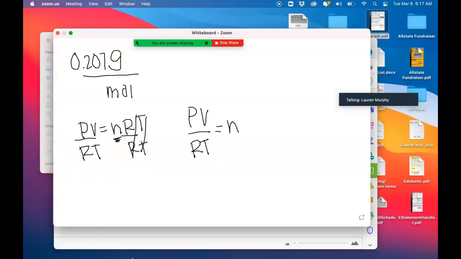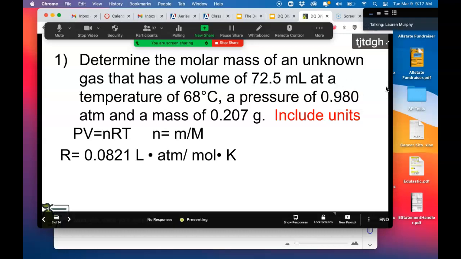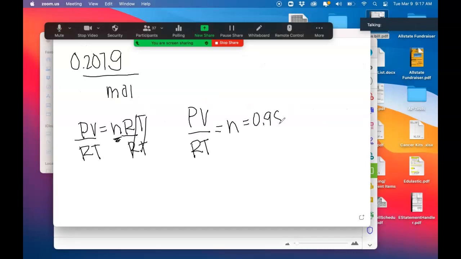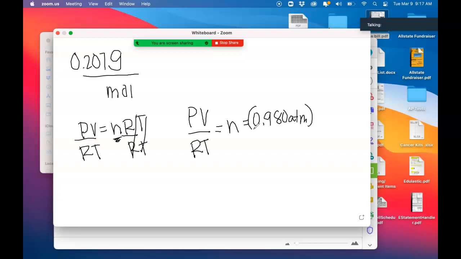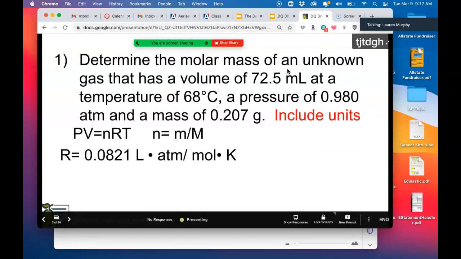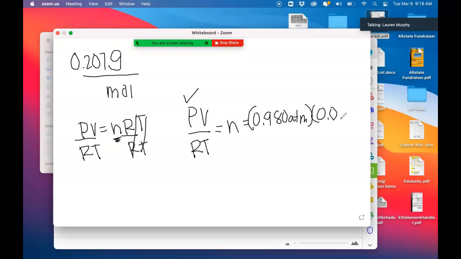So what was the pressure given? The pressure given was 0.980 atmospheres. The volume given is a little bit problematic because it's in milliliters and it has to be in liters because the R constant is in liters. So 72.5 milliliters, and then there are 1,000 milliliters in a liter. So you would take this number and you divide by 1,000. That's how you turn milliliters into liters. So 72.5 divided by 1,000 is 0.0725 liters.